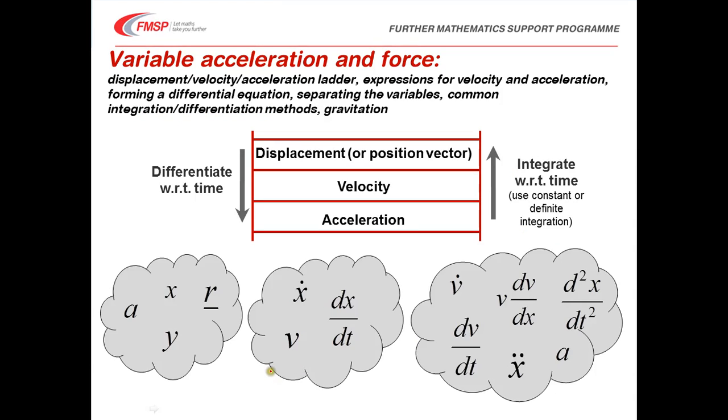Okay, some ideas then of variable acceleration and force. Just to revise here, this ladder shows how displacement, velocity and acceleration are related to each other. If you differentiate as you go down the ladder, so D for down the ladder is differentiating, displacement differentiates with respect to time to give velocity, and velocity differentiates to give acceleration, etc. In the opposite direction, we're integrating, so if you have an expression for the acceleration, you can integrate it to give an expression for the velocity, and integrate again to give an expression for the displacement.